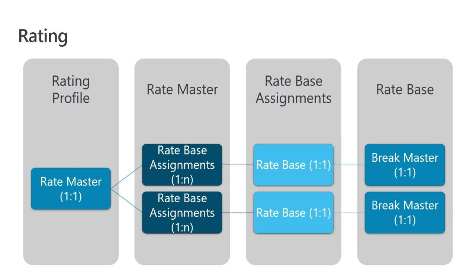Really, we want to start in reverse. So we would start by configuring our break master. That way, when we go up to the next level and we're defining our rate base, we have got a break master value to select and all the way back up the chain, right? I need my rate bases to define on my assignment, and I need my assignments within my master, which then I select on my profile. So we want to work in reverse when we are setting these configurations up.